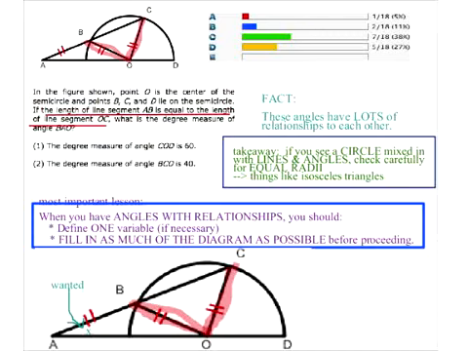Someone already wrote in the text box, yeah, triangle ABO is isosceles because these are the same. So that means that angle DOA is also X.